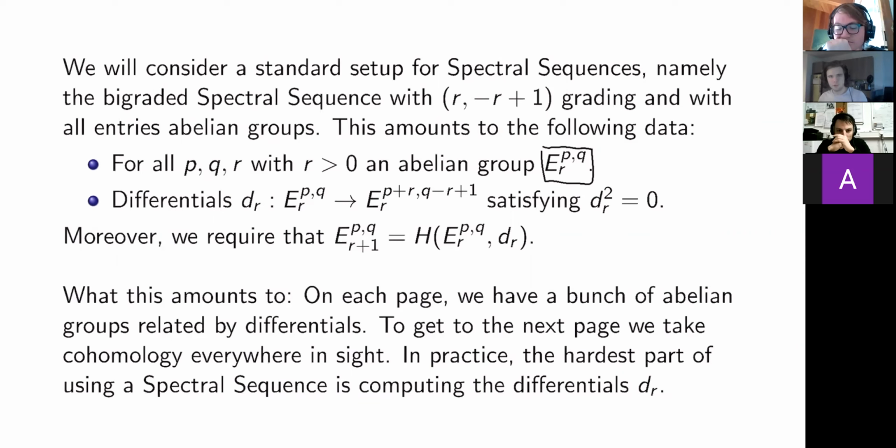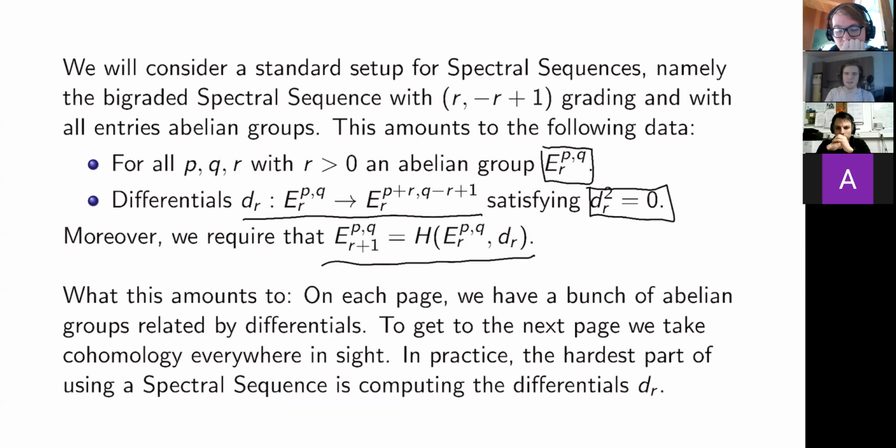Not only do you have all these groups, but you also have these differentials relating them, and these satisfy the normal condition, d_r squared is 0. What I mean by that, of course, is you take the ones where it makes sense to compose them, and if you compose them, you get 0. So you have all of these objects on each page. Within each page, you have all of these maps connecting them. And then the final important thing is that to flip from one page to the next, you just take cohomology everywhere in sight.